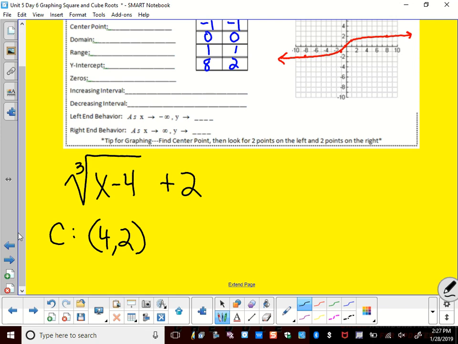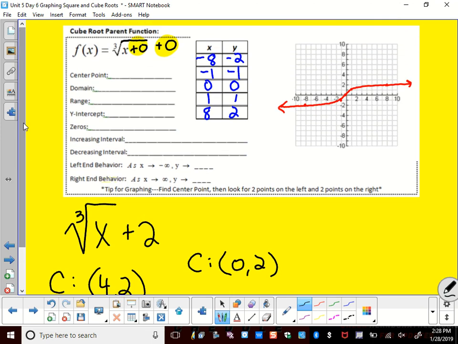Okay? If there was no number here, let's say your equation looked like this. Then my center would be what? 0, 2. Good. So you can also do it that way by looking at your equation, or you can type it in your calculator and see what it tells you. My center is going to be 0, 0.